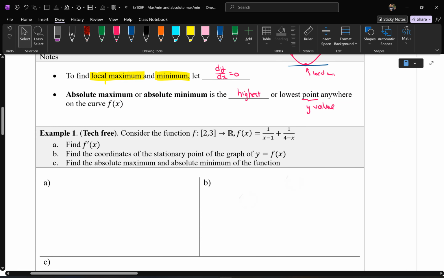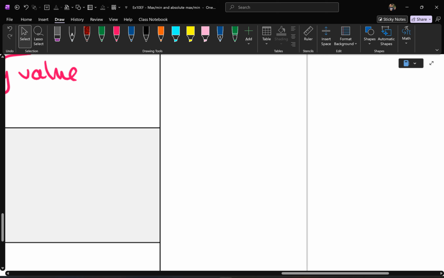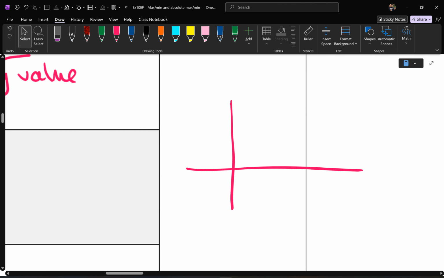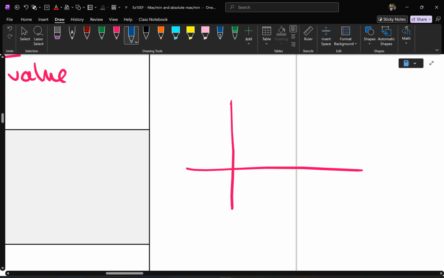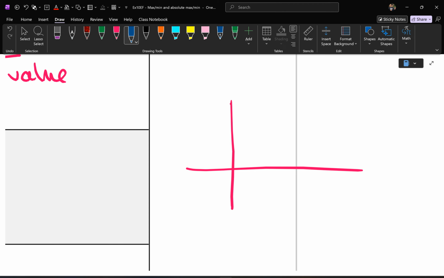What's the skill in this exercise? Sometimes you could get a graph that looks like this. Usually they give you a cubic graph, one that you can't picture in your head, and they'll give you an interval. So it might go from 0 to 5, for example. If you can see the graph, it's obvious where the maximum and where the minimum is.